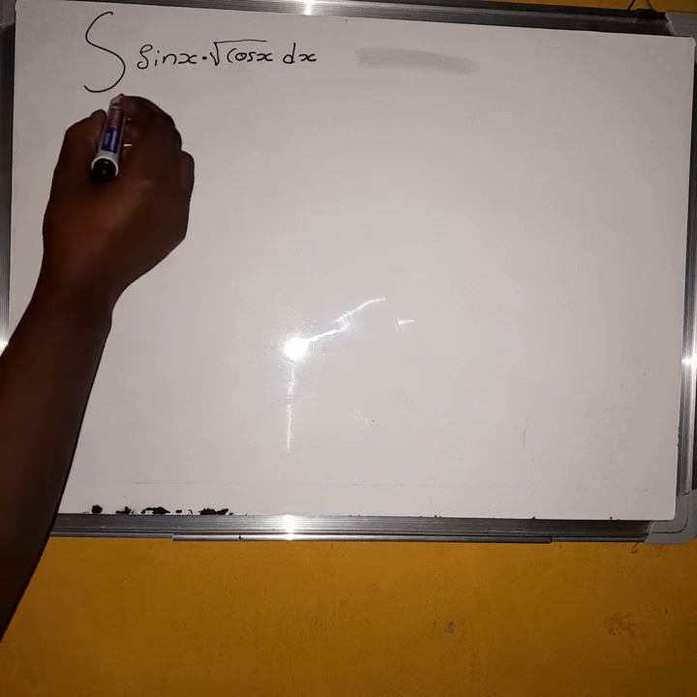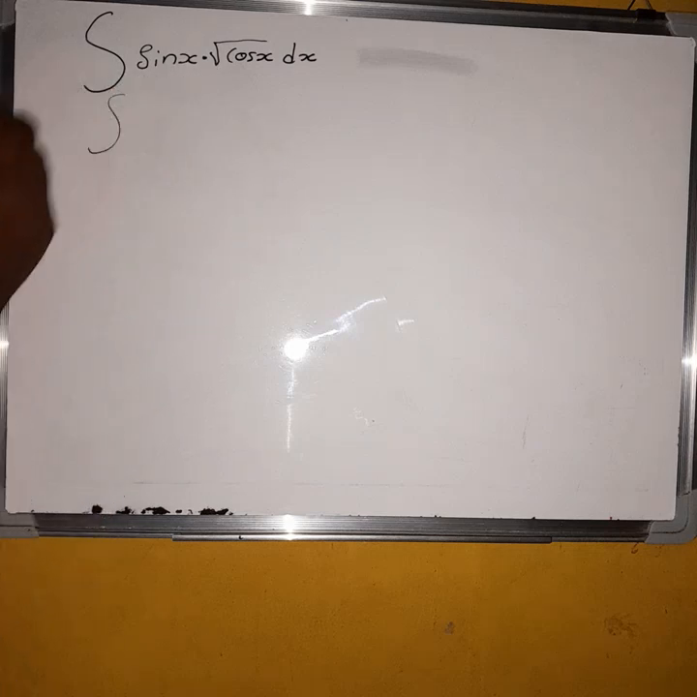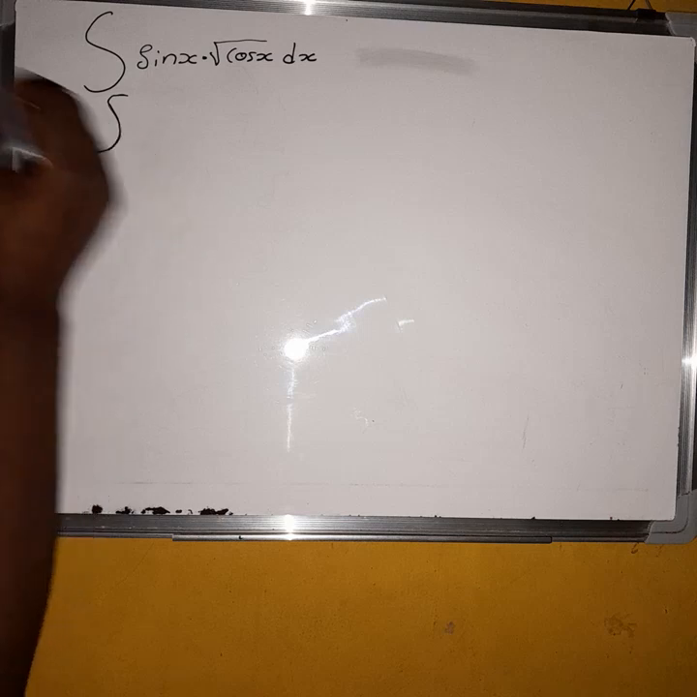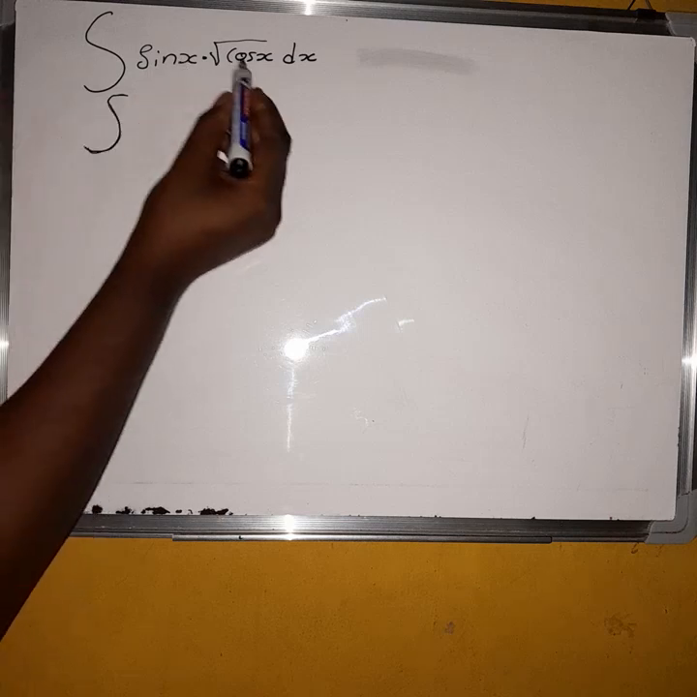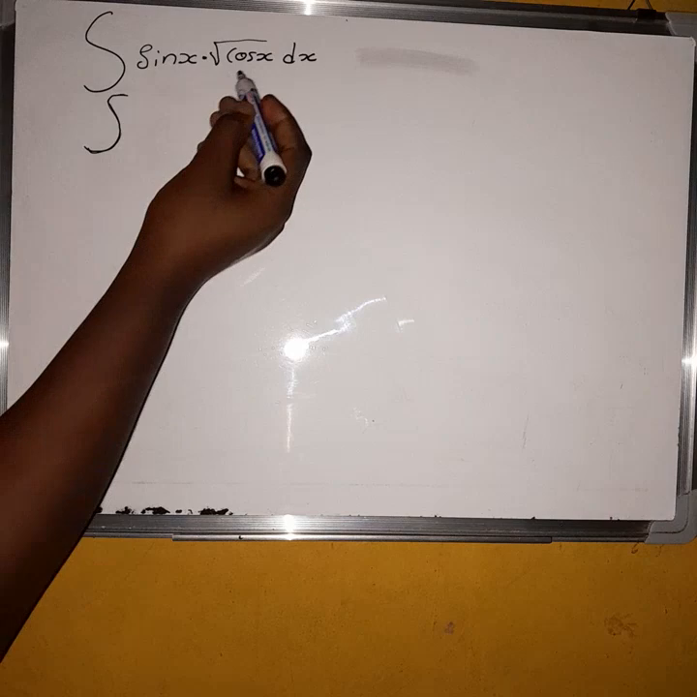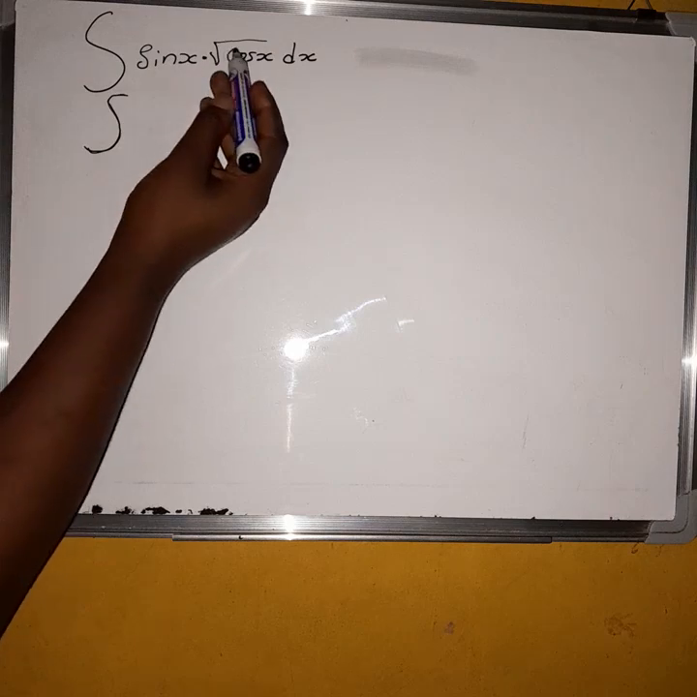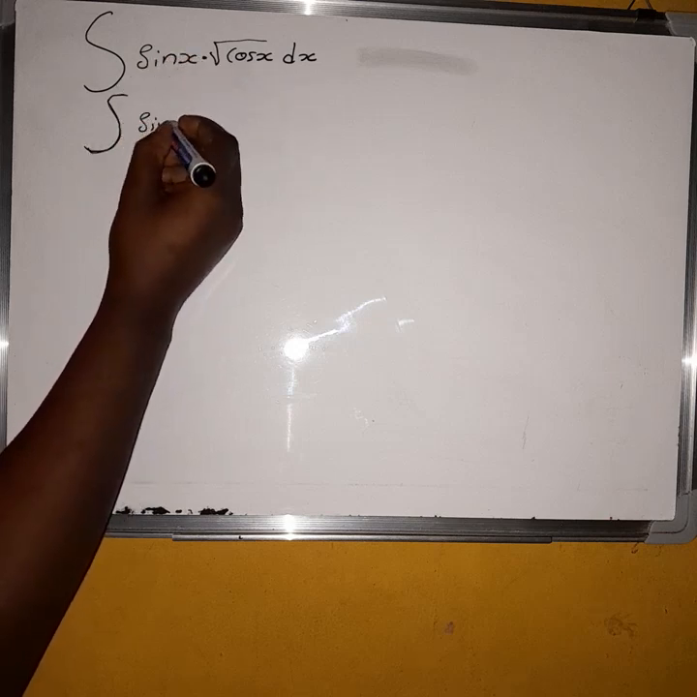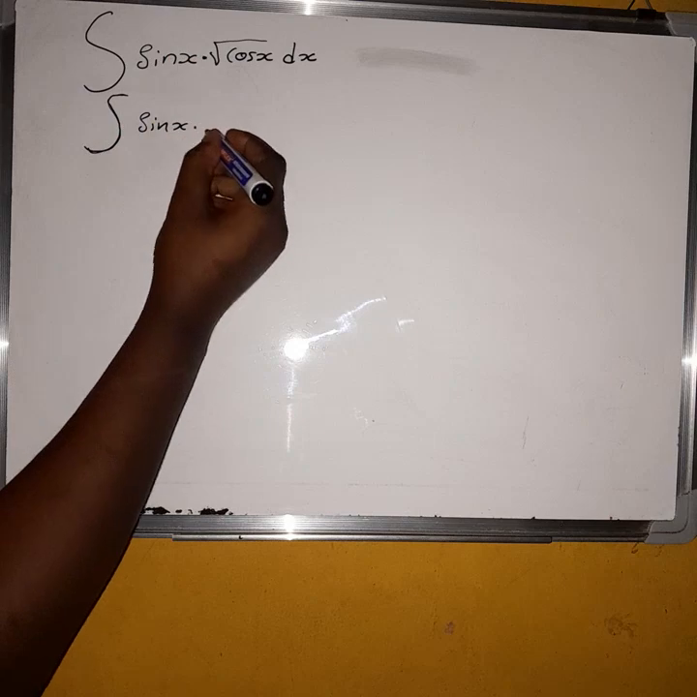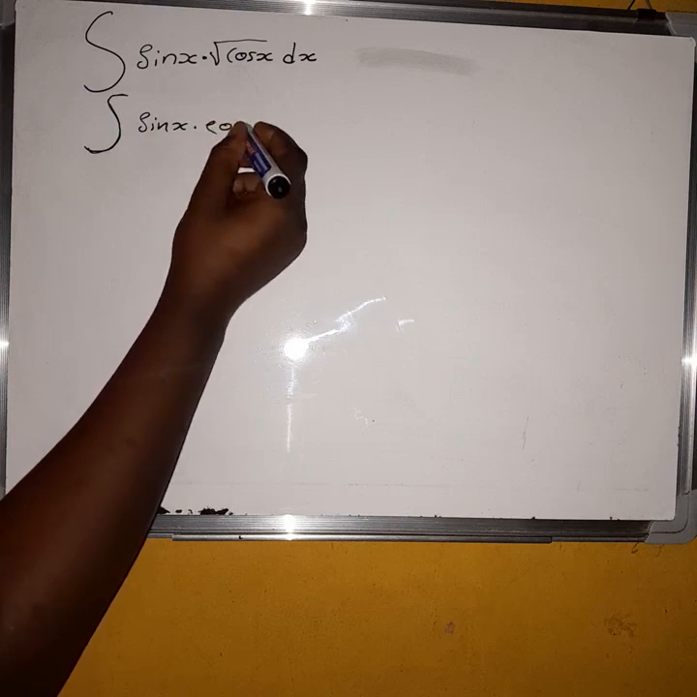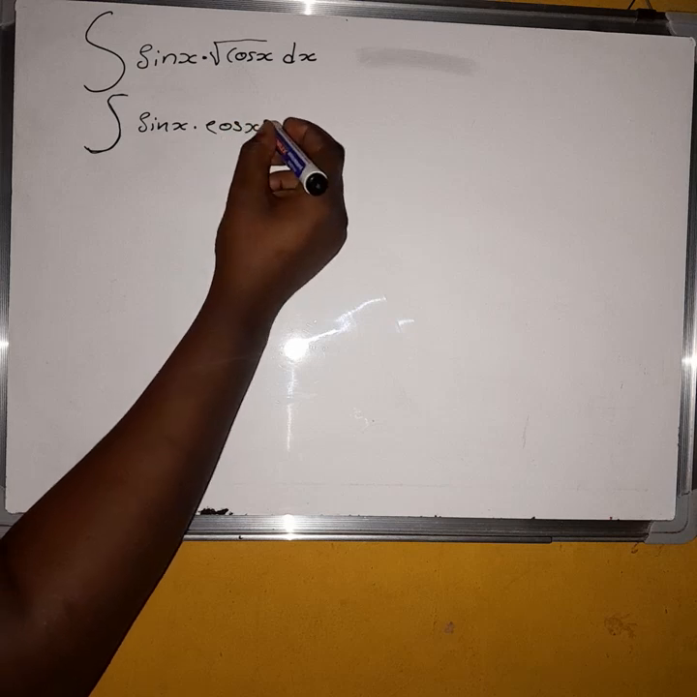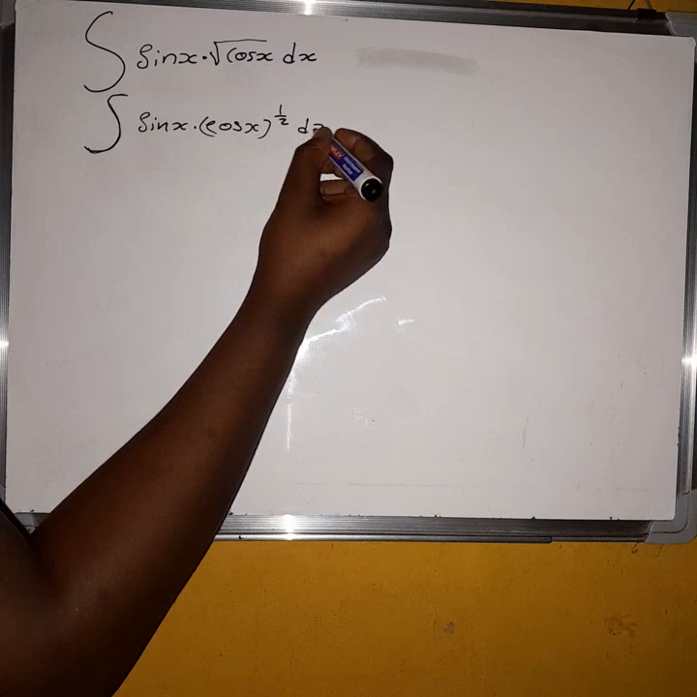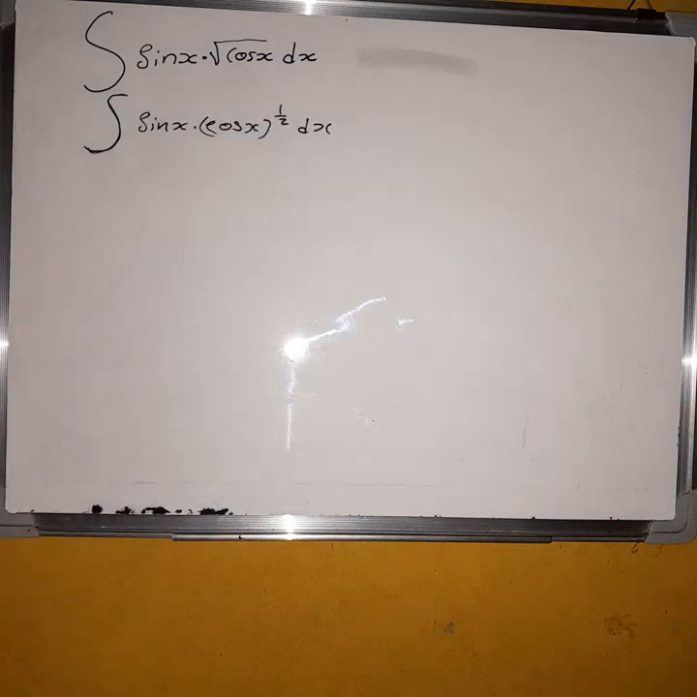If we want to integrate, first, let me write the integral sign. We must firstly make sure we cancel one of the two. It will be difficult to cancel this because it's inside of the square root. So I will rewrite this as sine x multiplied by cos x to the power of 1 over 2 dx, right?